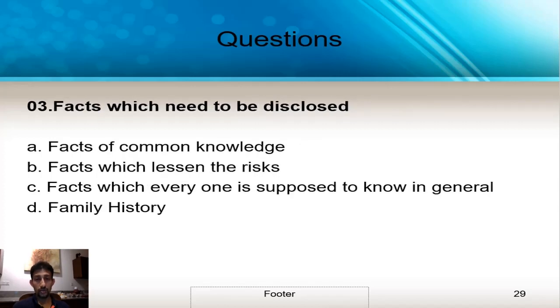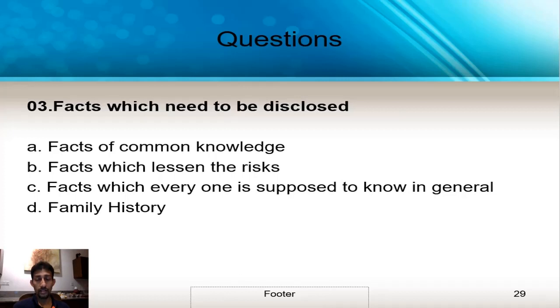Facts which need to be disclosed. Facts of common knowledge. Facts which lessen the risk. Facts which everyone is supposed to know in general. Family history. We learn in facts which need to be disclosed, some are not important, some are very important. So looking at this information, the material fact would be family history because it has a direct relationship with the premium of your policy.